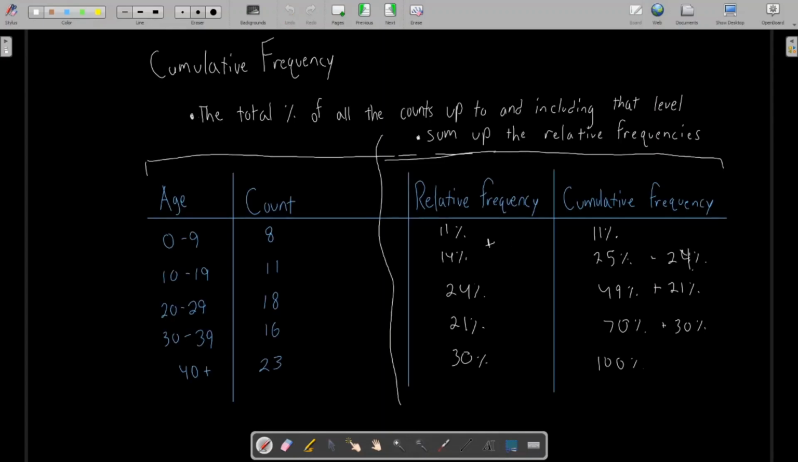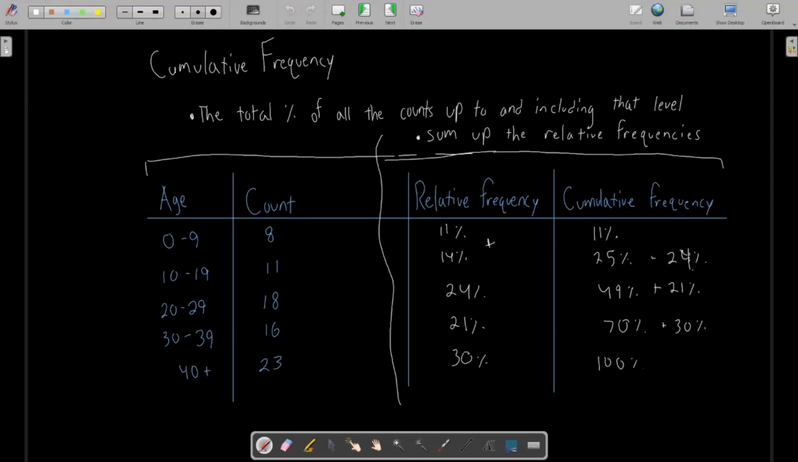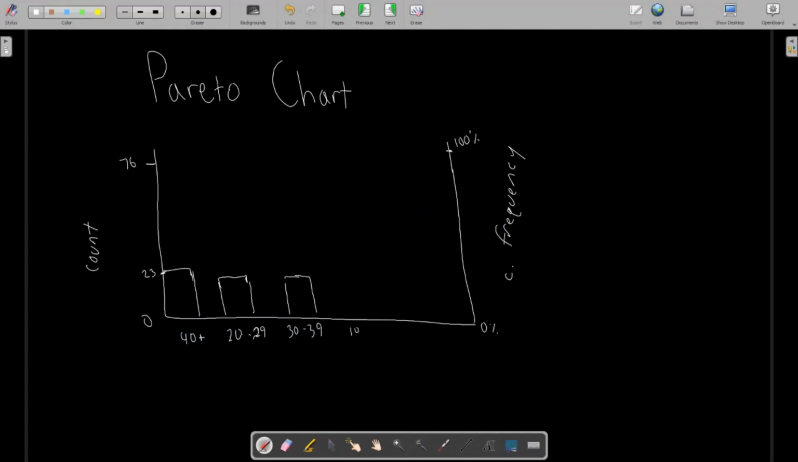And then the third group, the 30 to 39, had a count of 16. That one will be right about here, a little bit smaller. And then the 10 to 19 had a count of 11. And then lastly, 0 to 9 had a count of 8. So now we have our 5 bars.